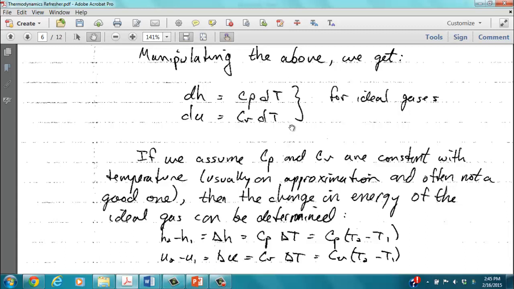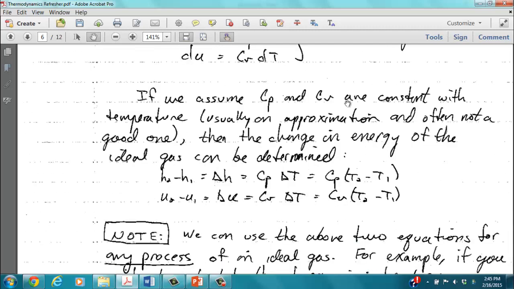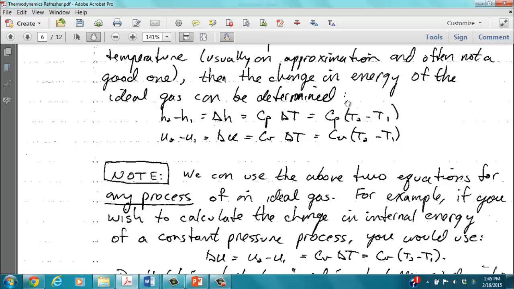So by doing that, now when we do this integration, because we're taking Cp and Cv to be constant with temperature, we can pull them out of the outside of the integration, and then we're just integrating dT. Okay, and so for changes in internal energy and enthalpy for ideal gases, we can say that H2 minus H1, or delta H, is equal to Cp delta T, and the change in internal energy, U2 minus U1, is equal to Cv delta T.